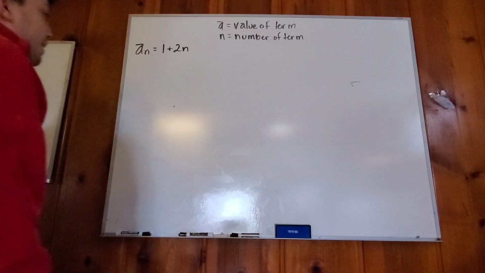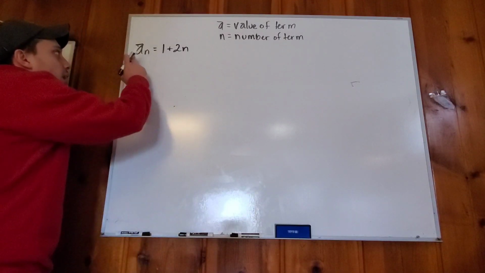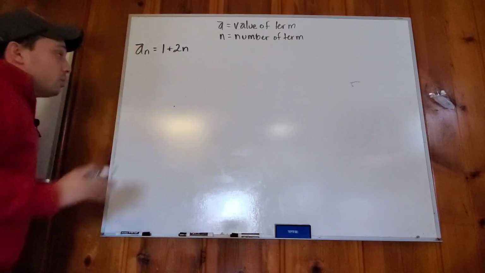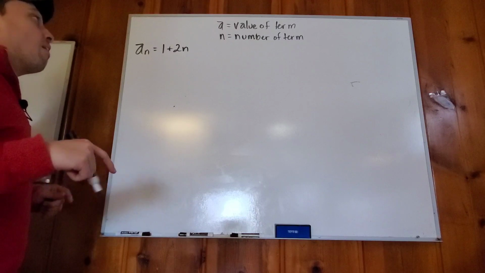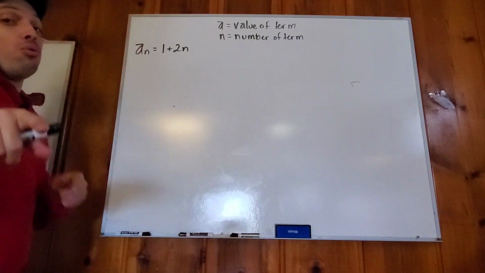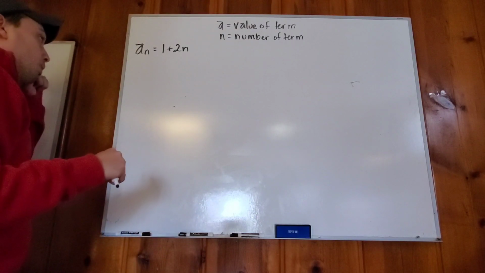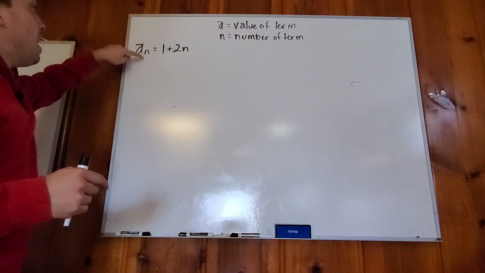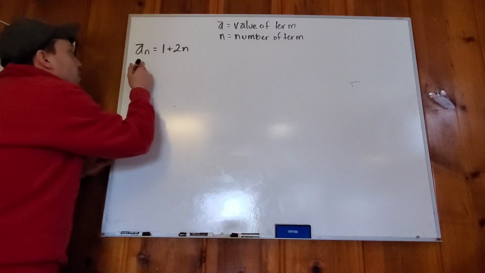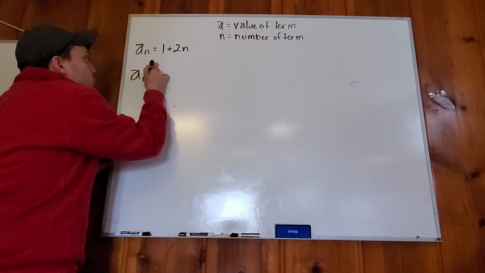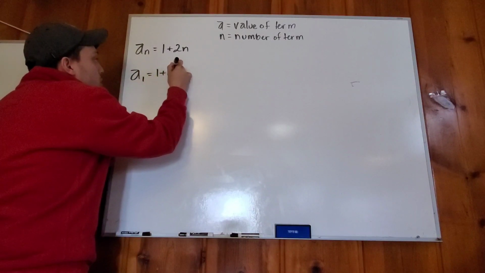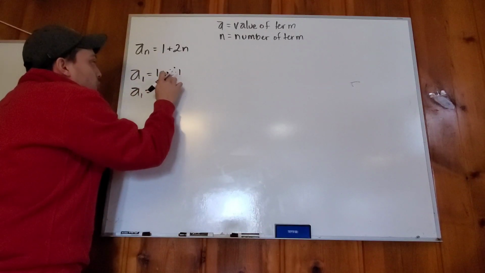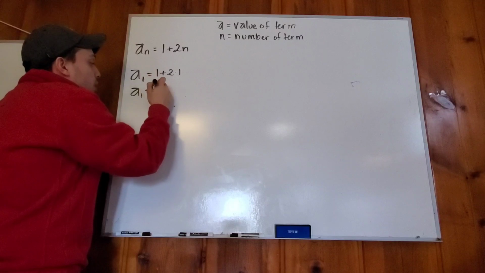For the second example, what we have is A of N equals 1 plus 2N. But they didn't give us a sequence. They just told us, okay, this is the formula for a sequence. Find the first 4 terms, then you have to write the recursive formula. Well, this is not as hard. Again, if we understand that A is the value and N is the number of the term, the first term is going to be 1 plus 2 times 1. So the first value is going to be 2 times 1 is 2 plus 1 is 3.